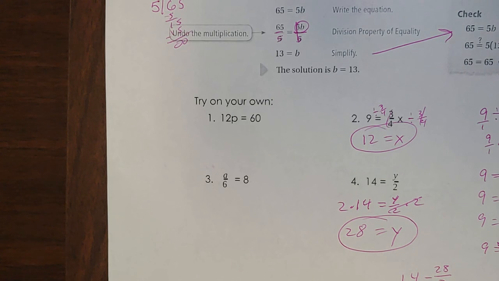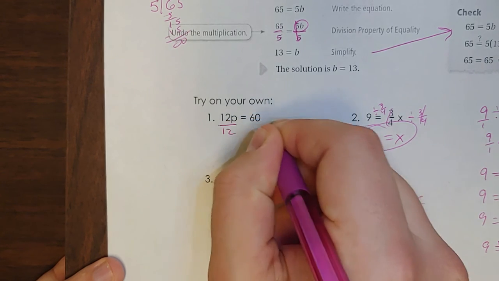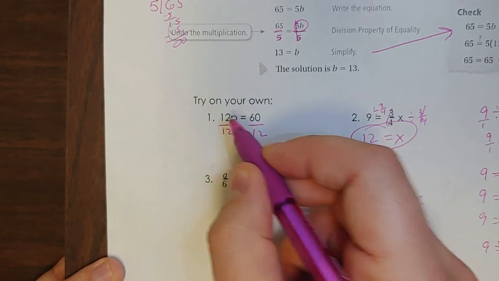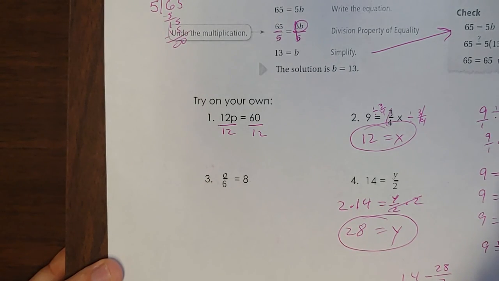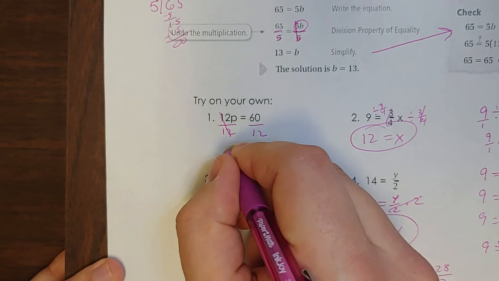All right, so 12p, what's the inverse? The inverse of multiplication is division. Divide by 12, right? We're going to divide by the coefficient, which is the number beside the letter, which is our variable. So what's 60 divided by 12?